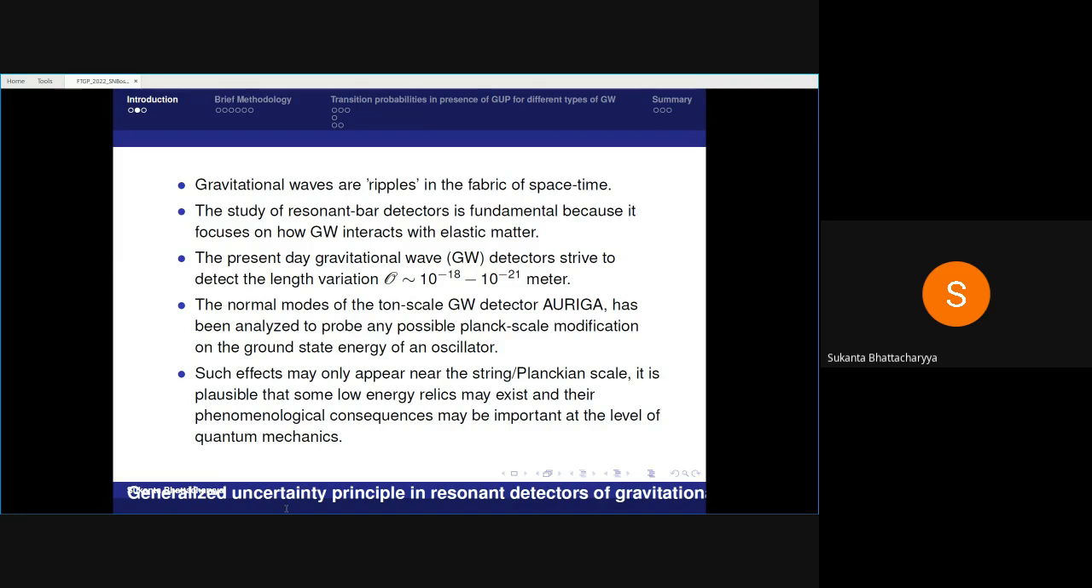effect of quantum gravity. In the recent past, the normal modes of an atom-scale GW detector have been analyzed to probe the possible Planck-scale modification in the ground state energy of an oscillator. Such effects may appear near the Planckian scale. Therefore, it is possible that some low energy relics may exist and their phenomenological consequences may be important at the level of quantum gravity.